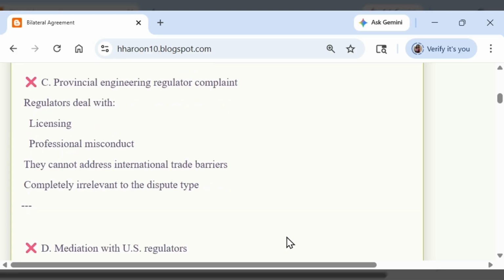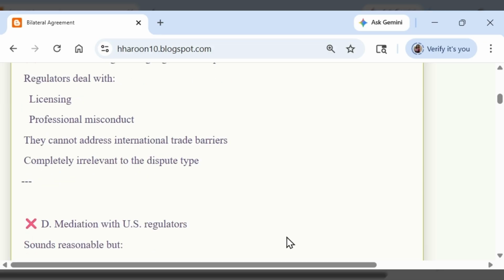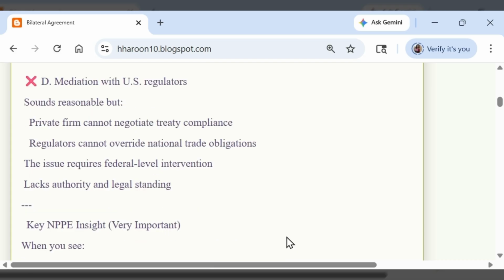C. Provincial engineering regulator complaint. Regulators deal with licensing and professional misconduct. They cannot address international trade barriers. Completely irrelevant to the dispute type. D. Mediation with U.S. regulators. Sounds reasonable, but a private firm cannot negotiate treaty compliance. Regulators cannot override national trade obligations. The issue requires federal-level intervention. Lacks authority and legal standing.